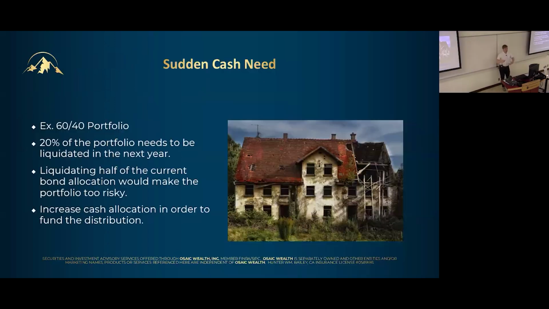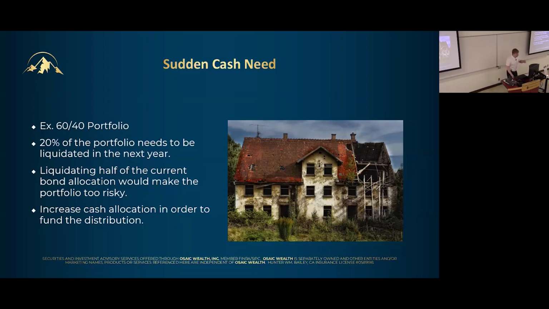So if I get into a circumstance where I have a sudden cash need, for example, I'm sitting on a 60-40 portfolio, nice and balanced. Now 20% of the portfolio needs to be liquidated in the next year because, as you can see, our home is a little worse for wear. A little storm came through and made things not so great for us. So liquidating half of the current bond allocation, taking that 20% from that 40%, now pushes the portfolio into extra risk territory. Instead of it being a 60-40, it's proportionally closer to a growth portfolio. It's less balanced, it might be too risky.